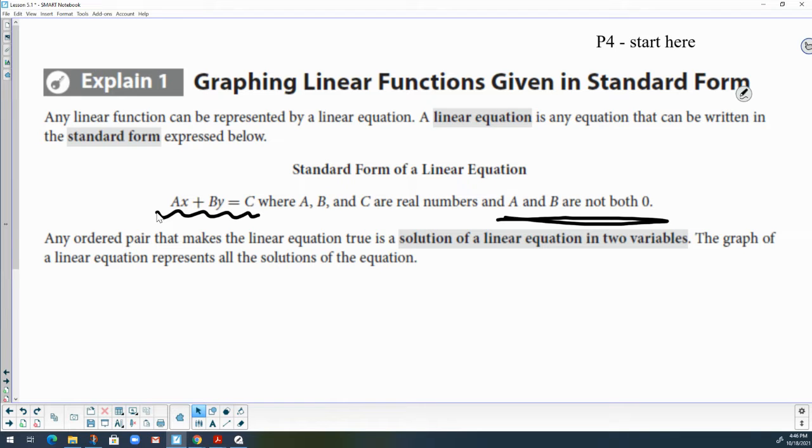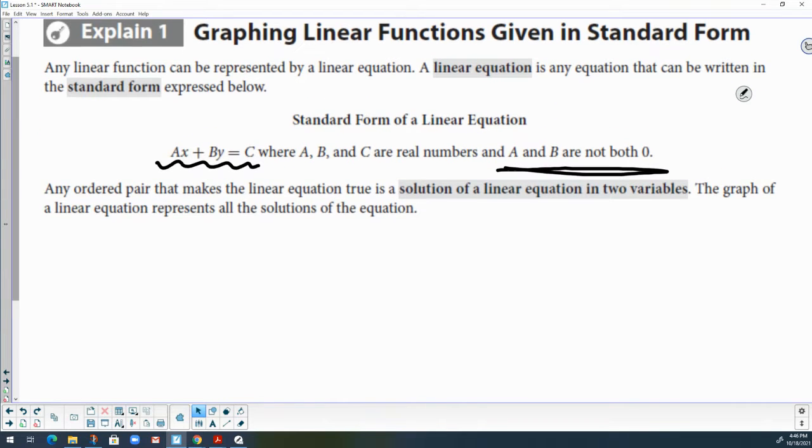Then the next thing that I want to just remind you of is any ordered pair that makes the linear equation true is a solution of that linear equation in two variables. And we looked at that in module 3 quite a bit. So we did input, output, we made a table, and that's just what we're going to do again to graph. We're just going to make a table.